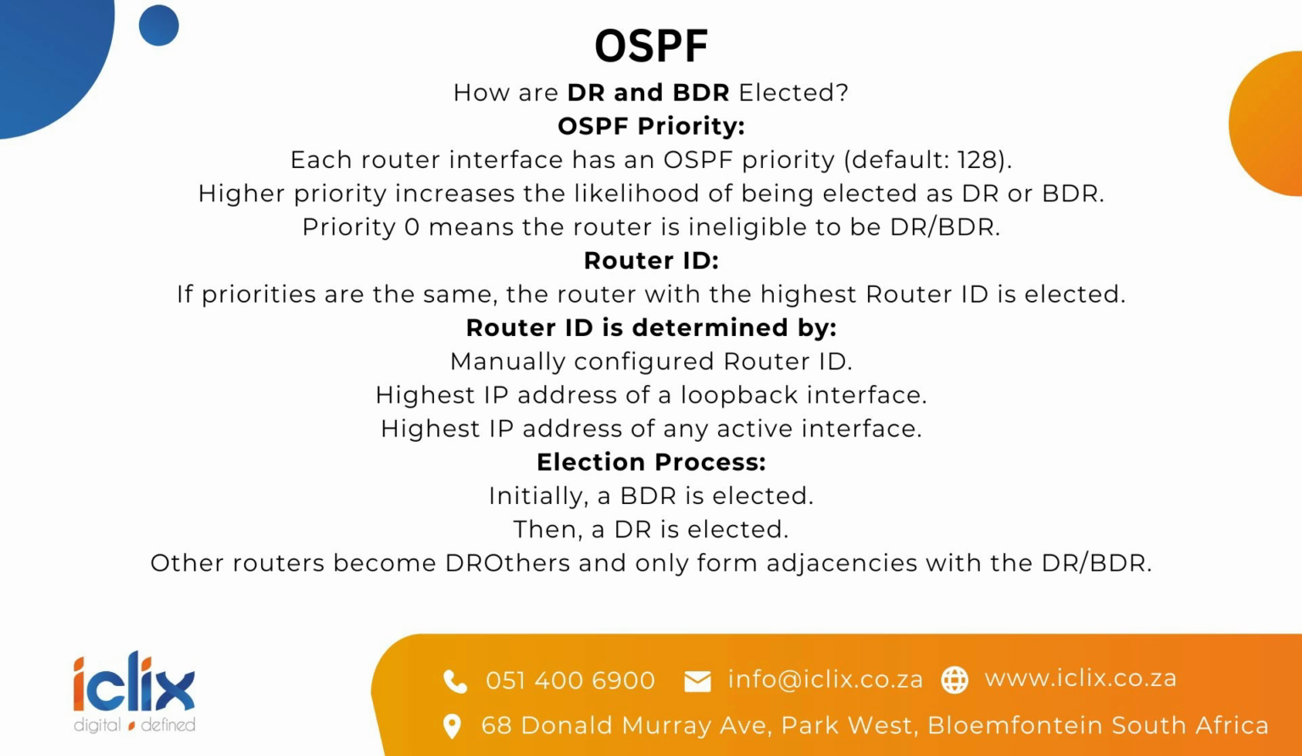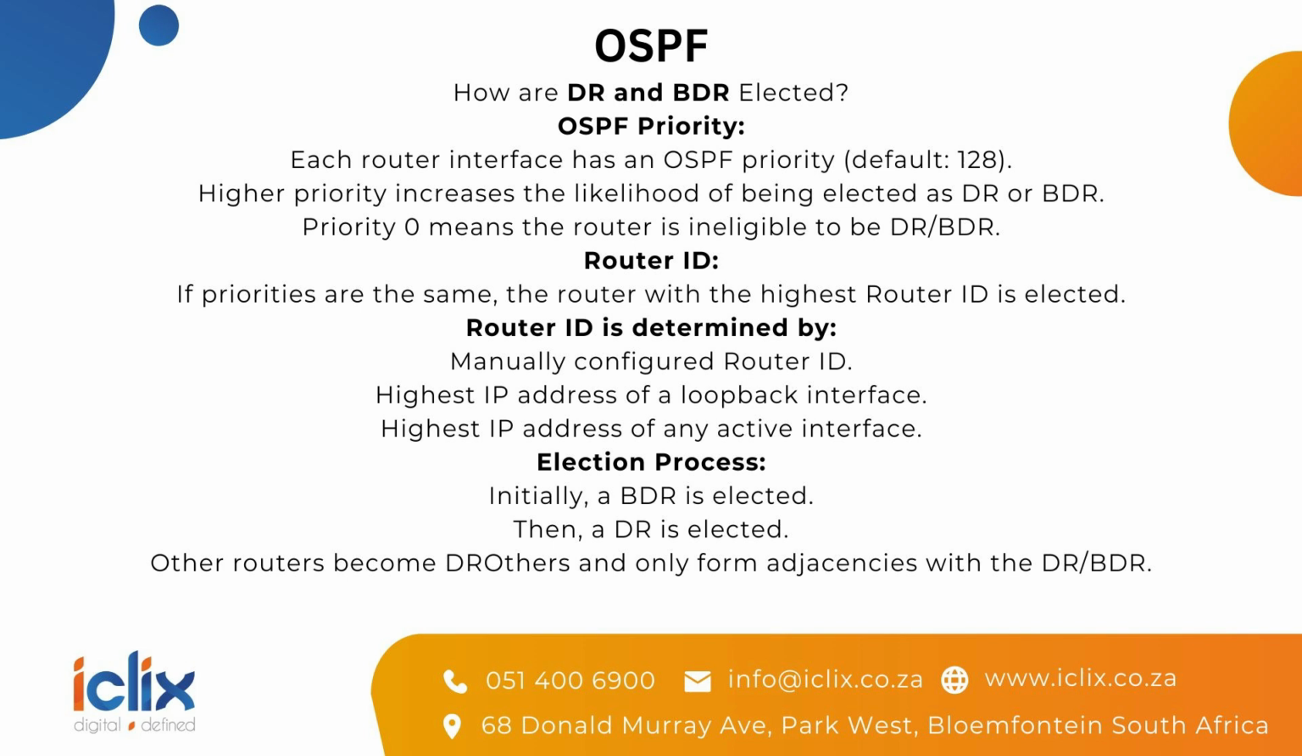How are DR and BDR elected? OSPF priority. Each router interface has an OSPF priority, default 128. Higher priority increases the likelihood of being elected as DR or BDR. Priority 0 means the router is ineligible to be DR/BDR.